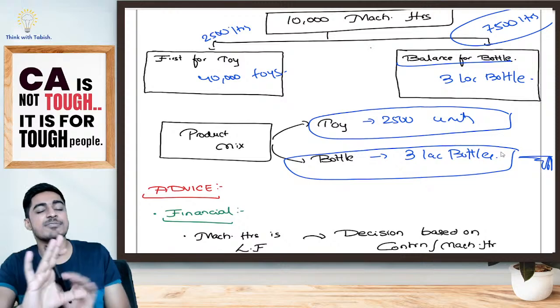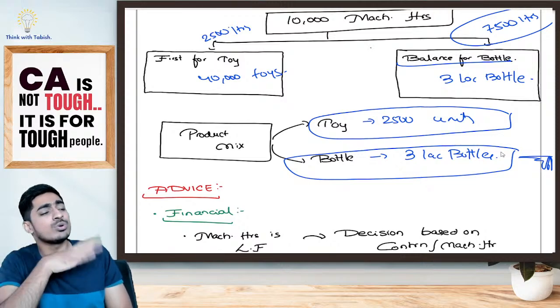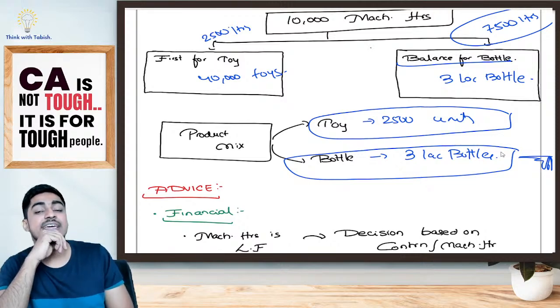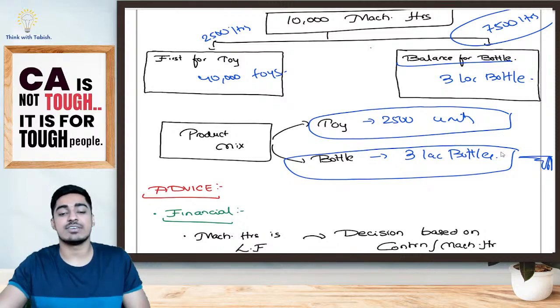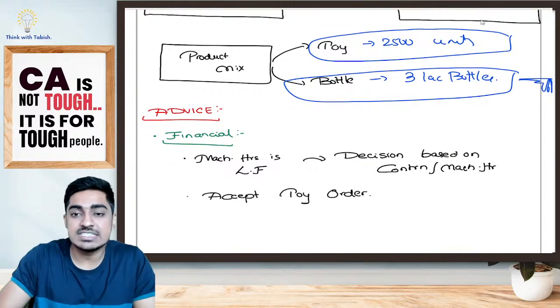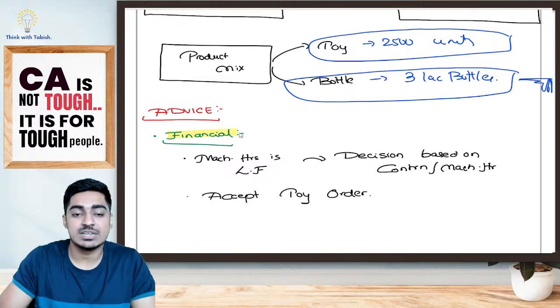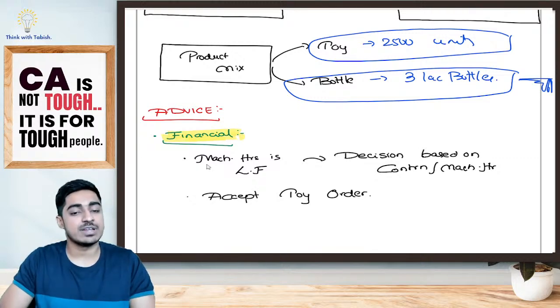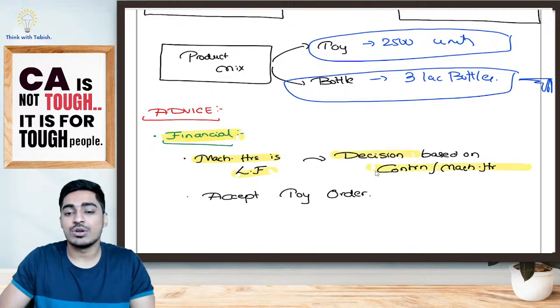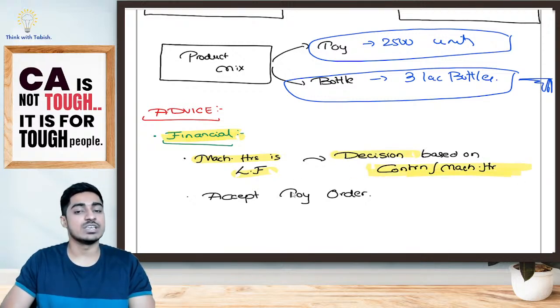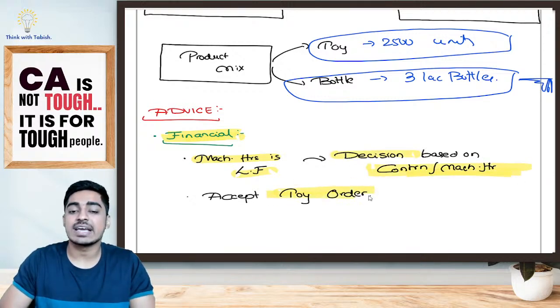The customer has made a demand, telling me every month I want 4 lakh bottles. And I've told him, okay, I will give you. But this month I'm telling I can give you 3 lakh bottles only. So what is the decision? What is the advice we are giving? First, from a financial perspective, machine hours is a limiting factor. The decision will be based on contribution per machine hour. So based on that, we should accept the toy order.